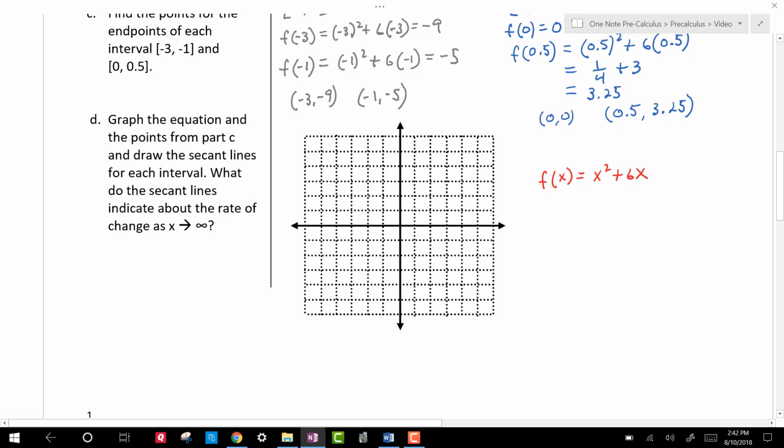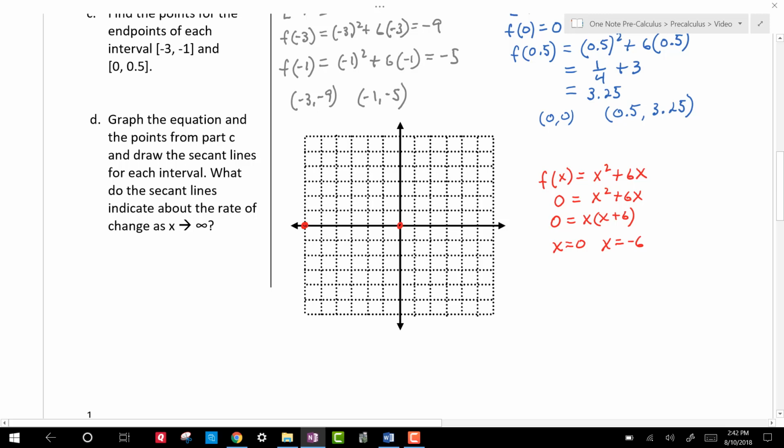Now, one of the things I can do to graph this is find the x-intercept. So I'm going to do that first. I'll do 0 equals x squared plus 6x. And then I know I can factor out an x here. So I get x times x plus 6. And so I've got two x-intercepts, one at x equals 0 and one at x equals -6. So I've got 0, -1, 2, 3, 4, 5, 6. So there's -6.